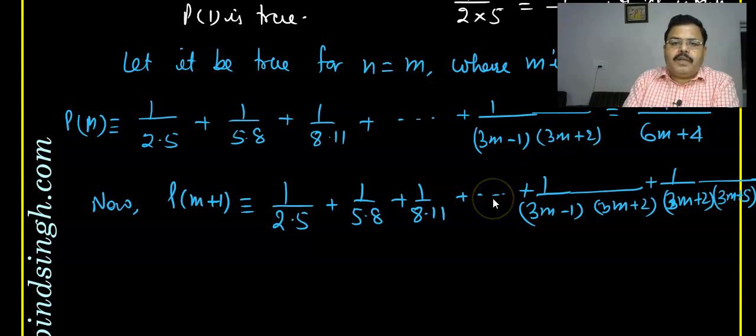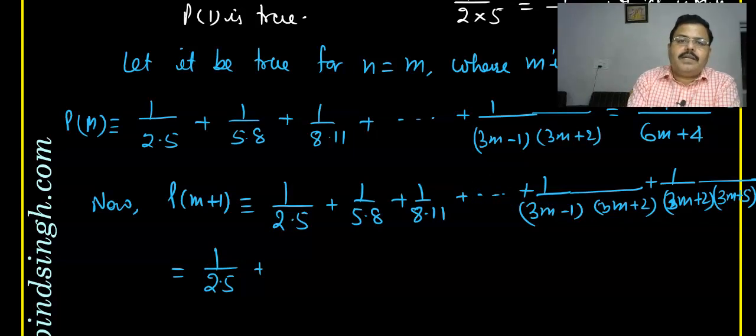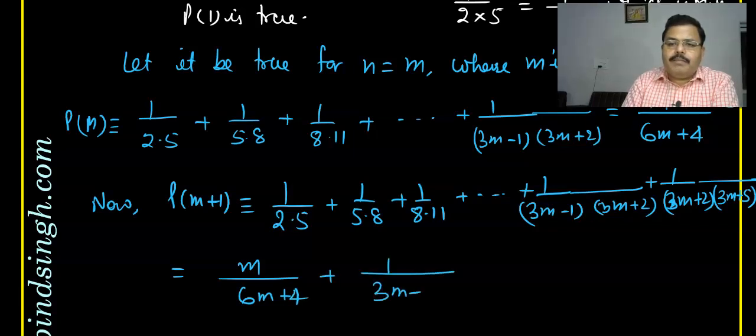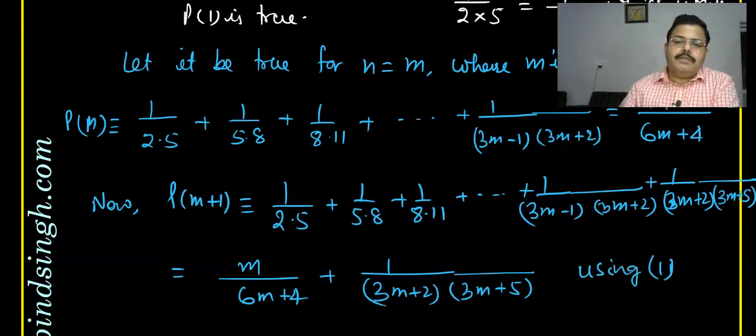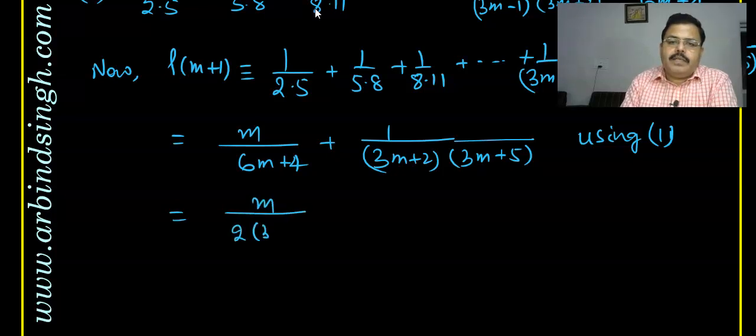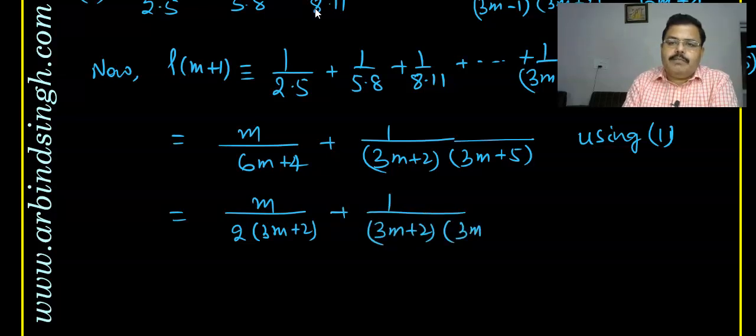So now that will come up like 1 upon 2 into 5 plus and so on, and we can use this result using equation 1. So we will write here m upon 6m plus 4 plus 1 upon (3m plus 2) and (3m plus 5). If I take 2 common from the first term, this will be 2 into (3m plus 2), and the second is also (3m plus 2) into (3m plus 5).